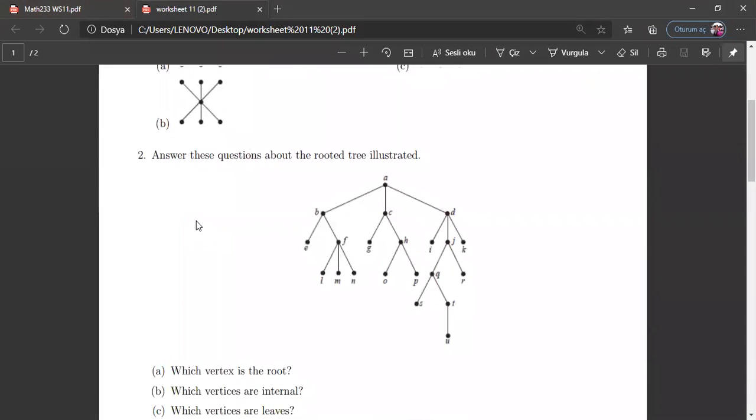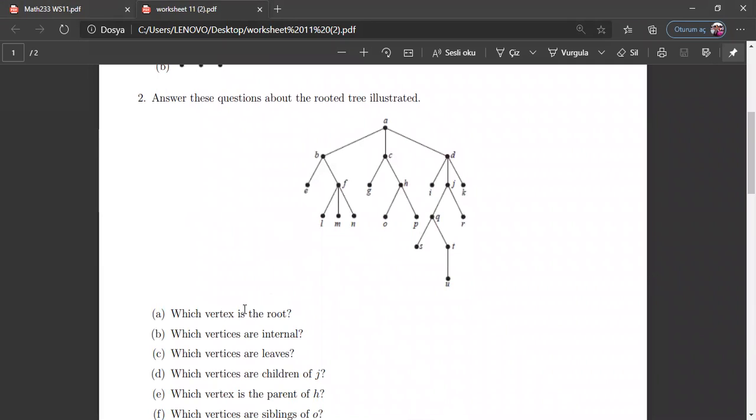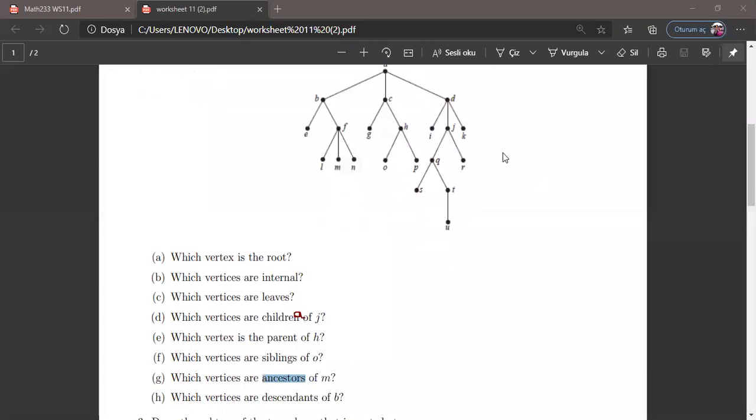So what about the second one? We will determine these parts. So we are given this tree, right? What's the root? It's A, right? Okay, let's write it again here. So here we have the answer A. Okay.